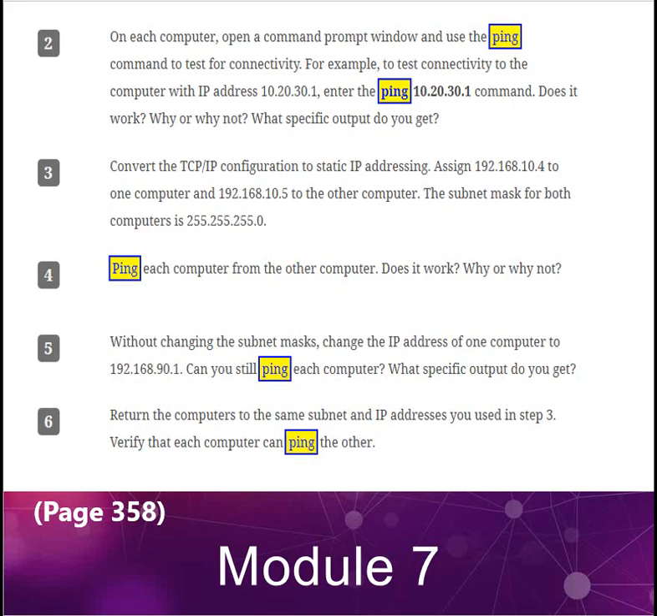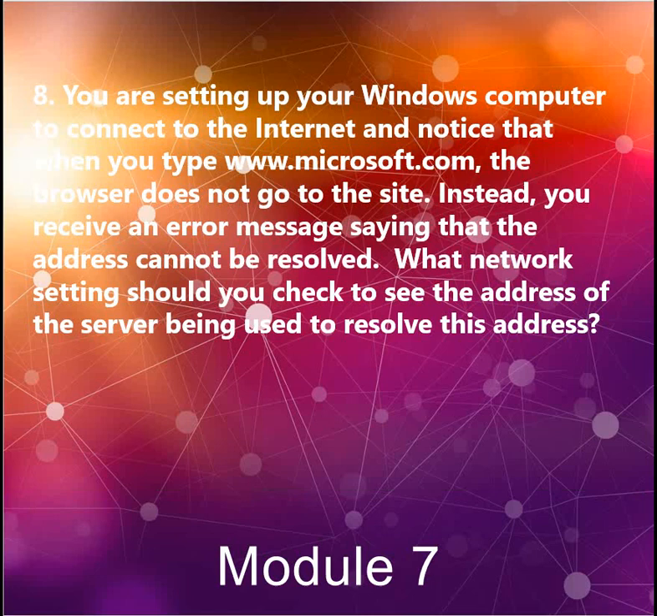Next, we're going to question number 8. You are setting up your Windows computer to connect to the internet, and notice that when you type www.microsoft.com, the browser does not go to the site. Instead, you receive an error message saying that your address cannot be resolved. What network settings should you check to see the address of the server being used to resolve this address?